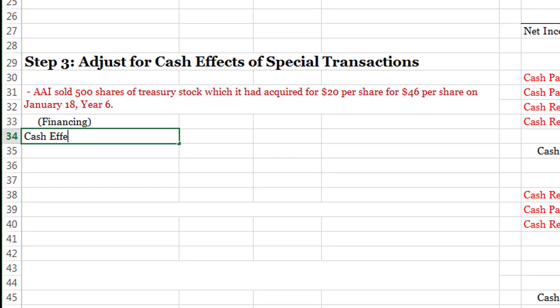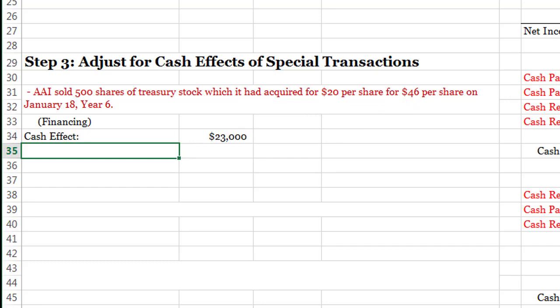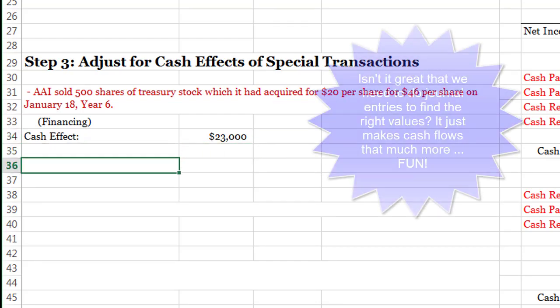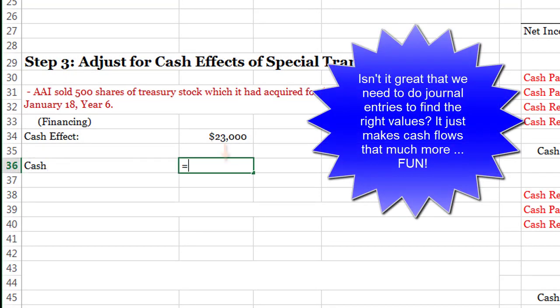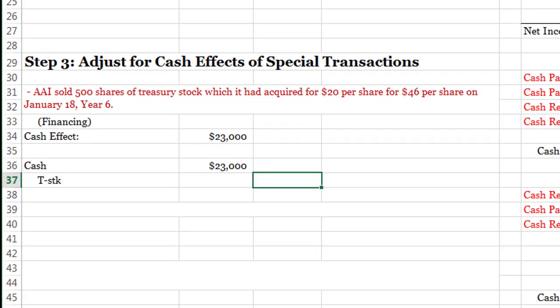And the cash effect is going to be the 500 shares times the $46 per share, $23,000 coming in. For the balance sheet effect, there's going to be a couple of accounts affected. And again, the best way to understand what we're doing with this is to do the journal entry. So cash comes in, 23,000. We would credit our treasury stock account, and we would credit treasury stock for what we paid for it. We take those 500 shares at the $20 a share, and the difference would go to additional paid-in capital.